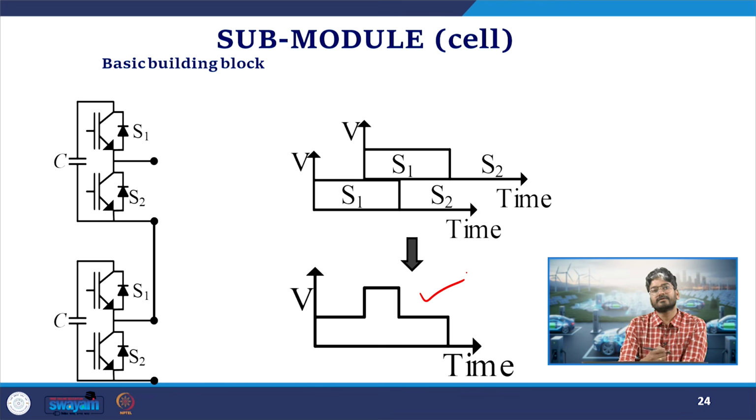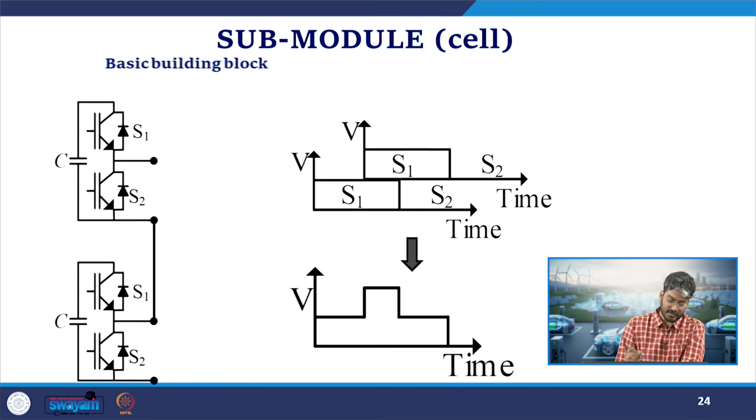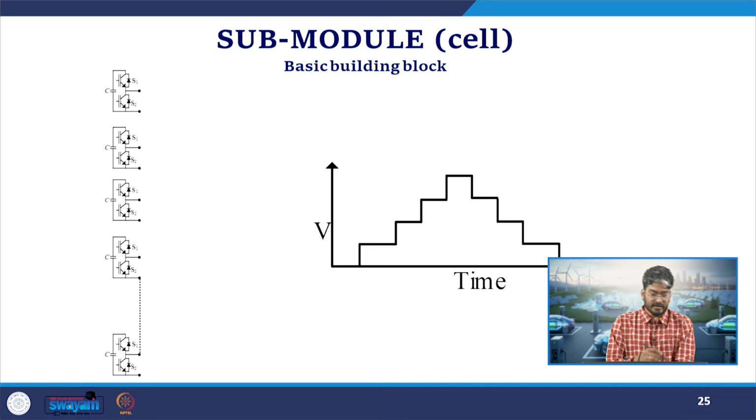Okay. So I have just used two half bridge submodules in series and I have generated a stepped waveform. Similarly, if I increase the number of submodules which are in series, I can generate a stepped voltage which can vary from 0 to a higher voltage. Okay. So what is the meaning of these steps?